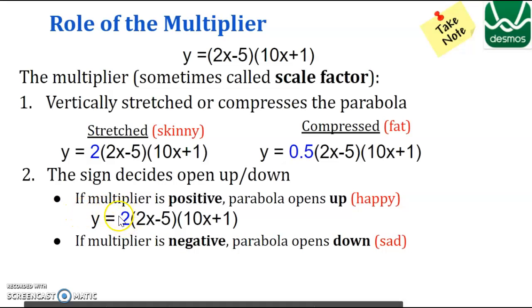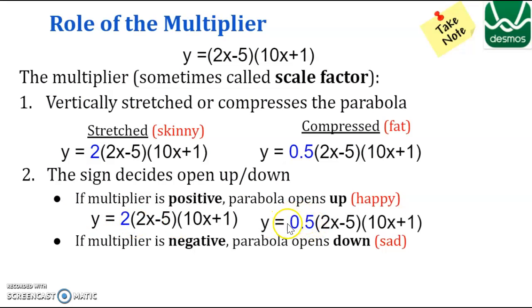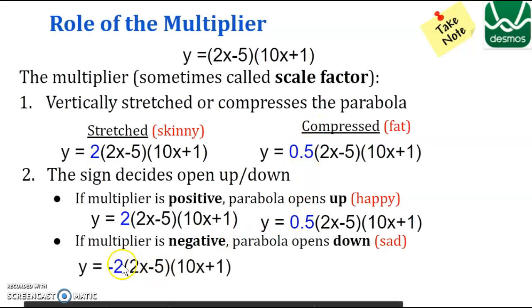So for example, we're multiplying by 2 here. The multiplier is positive 2, and for the second one, the multiplier is positive 0.5. So they're both going to be a happy face parabola because the numbers are positive. But the first one is going to be a much skinnier version of the second parabola, because 0.5 has compressed it. However, if I multiply it by negative 2 or negative 0.5, it flips the parabola downwards. So it is now opening downwards, or it's a sad face parabola.